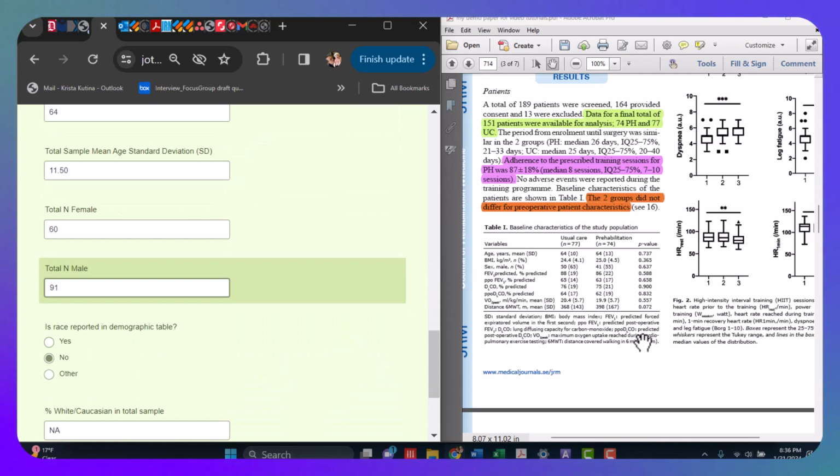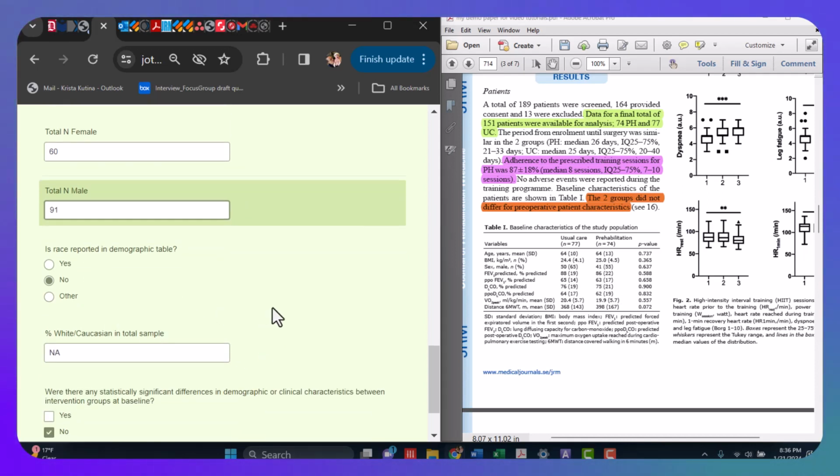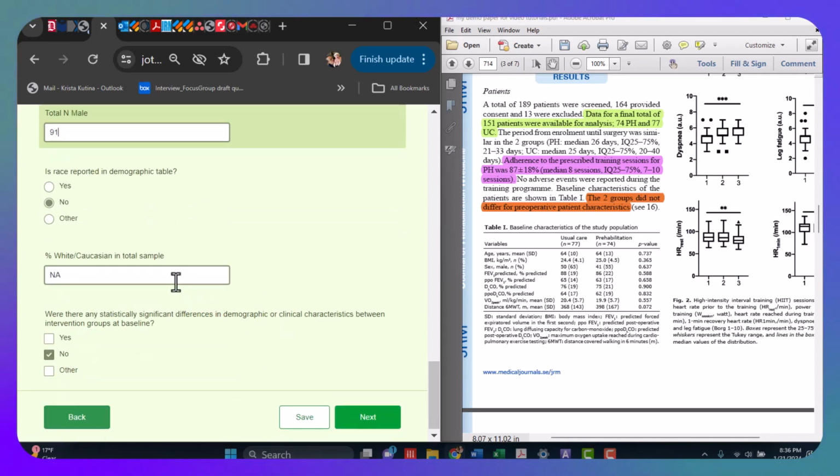Race was not reported in my demographic information, unfortunately. It was not reported there. So I said no. I did not have percent or white Caucasian separated out in my demographic information.